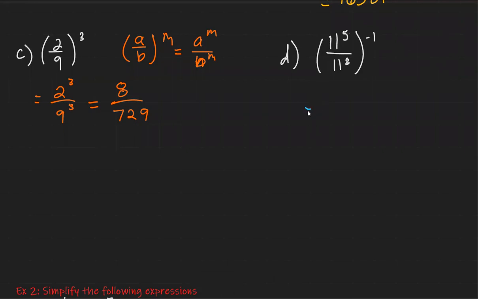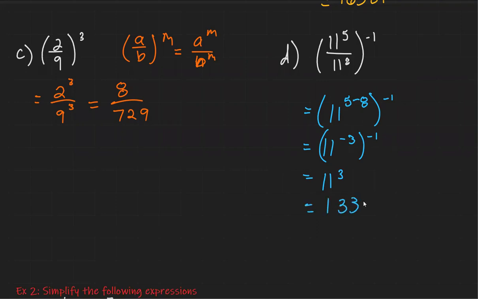So inside, 11 to the 5th over 11 to the 8th, I can write that as 11 to the 5 minus 8, to the -1 out here. And then we have 5 minus 8, that's -3, to the -1. When we multiply those two exponents, we get -3 times -1. That's going to be +3. And we punch that into our calculator, we get 1,331.